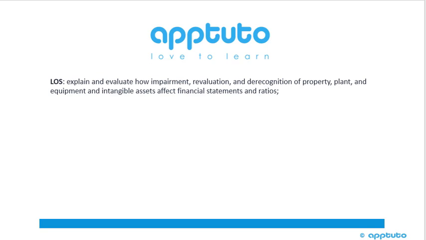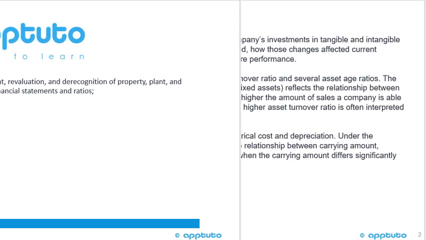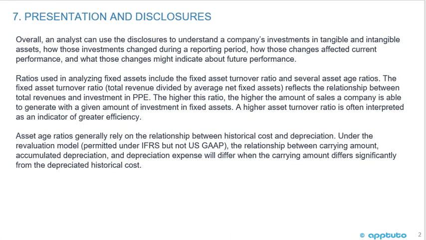This LOS is explain and evaluate how impairment, revaluation, and derecognition of property, plant, and equipment and intangible assets affect financial statements and ratios. Presentation and disclosures. Overall, an analyst can use the disclosures to understand a company's investments in tangible and intangible assets, how those investments changed during a reporting period, how those changes affected current performance, and what those changes might indicate about future performance.